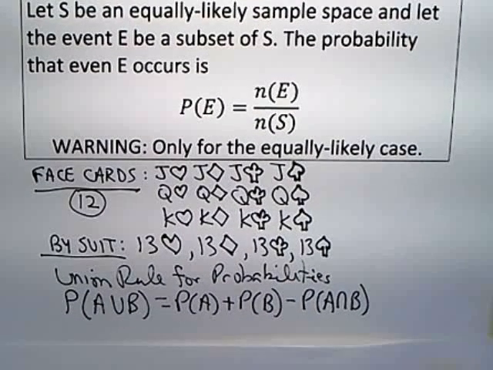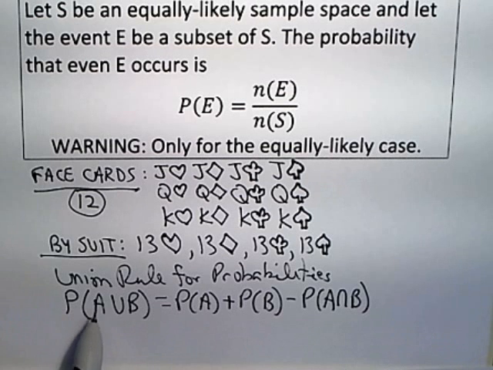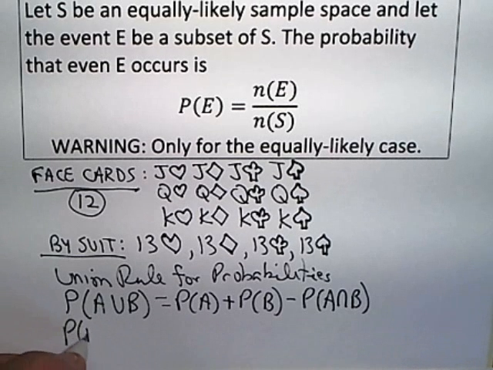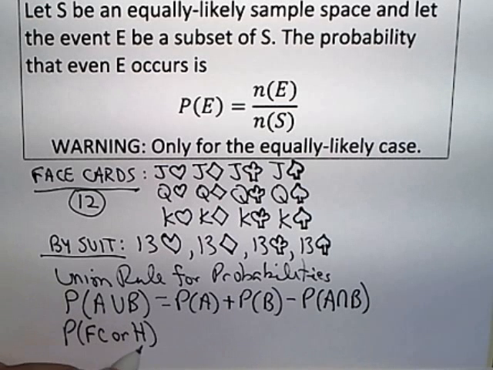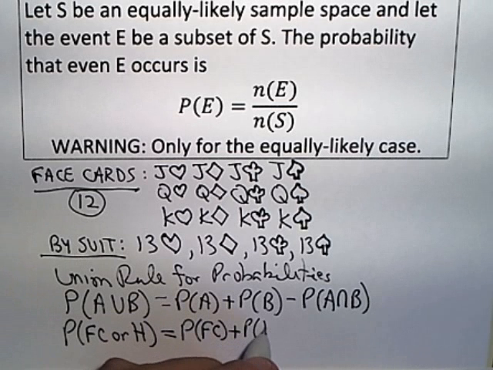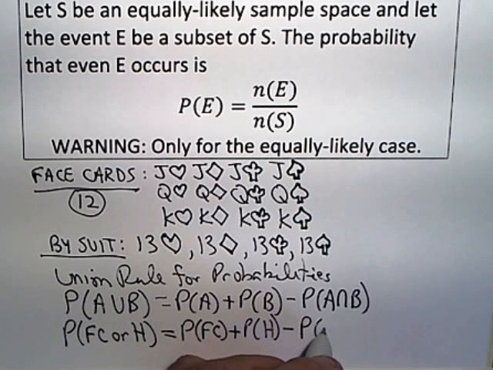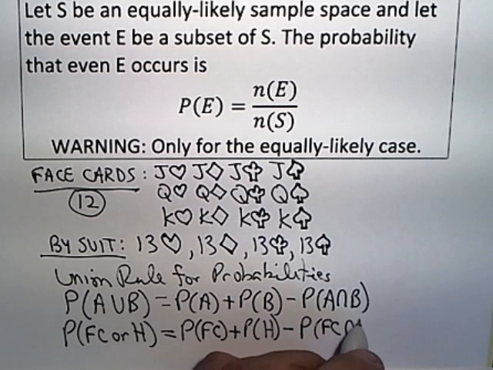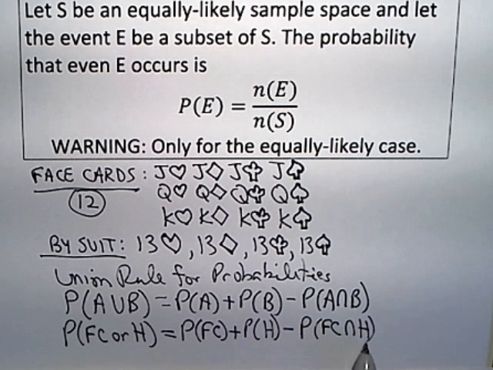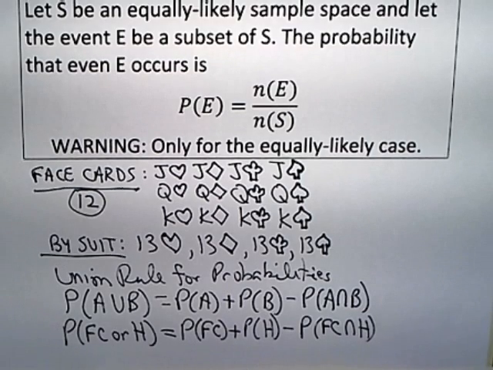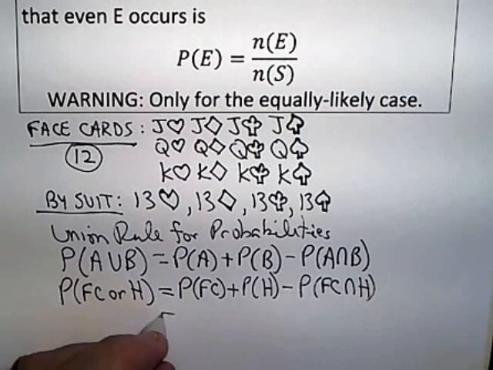So, the probability that we get a face card or a heart, we'll do FC for face card or H for heart, is the probability of a face card plus the probability of a heart minus the probability that you have a face card and a heart. And that's just acknowledging the fact that if you have a face card that is a heart, you don't want to count it twice. If you just add up the 2 different probabilities, you've actually counted anything that occurred in both of them twice.